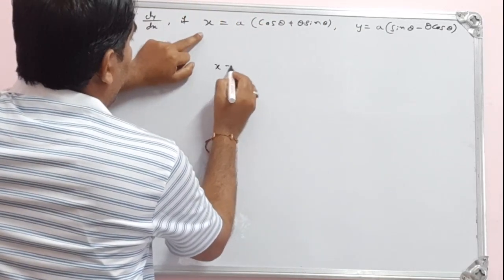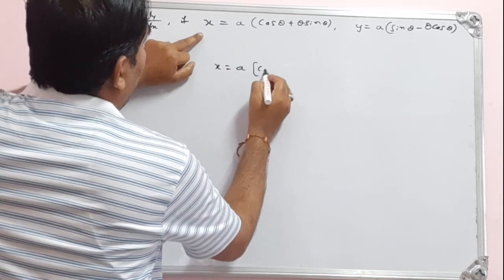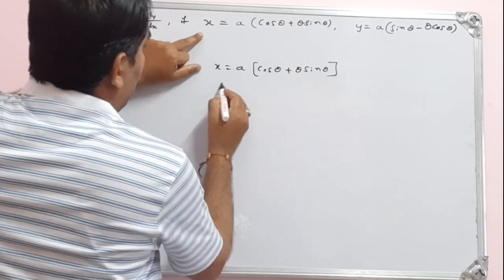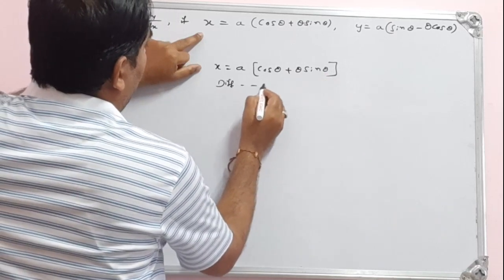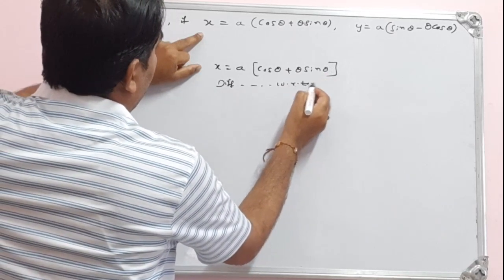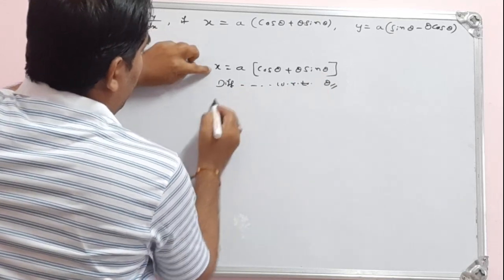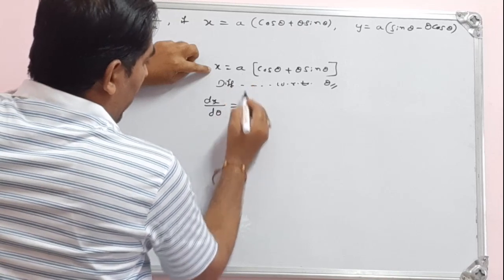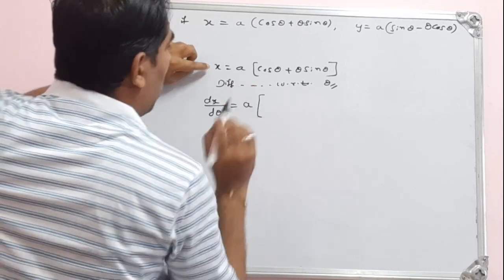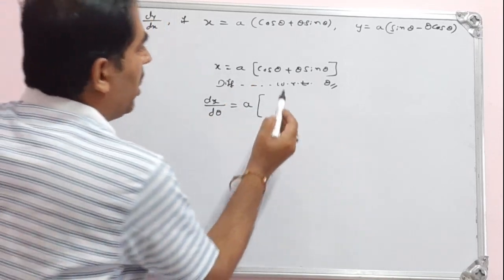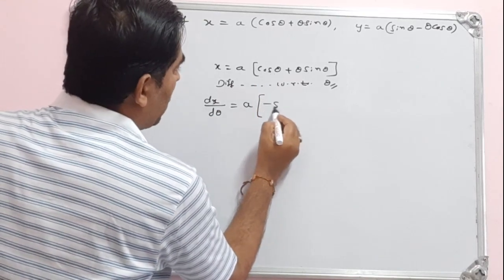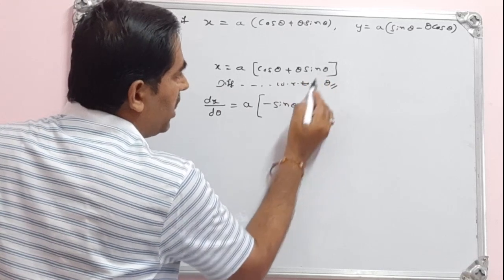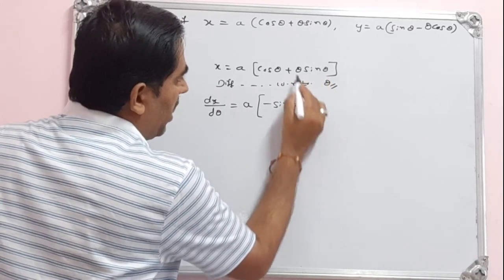Observe carefully here. x is equal to a into cos theta plus theta sin theta. Now I will differentiate with respect to theta. On the left hand side, we get dx divided by d theta. I write a as it is. Now it will be very important here. Derivative of cos theta is what? Minus sin theta. Then I have to differentiate theta sin theta, with the plus written as it is.